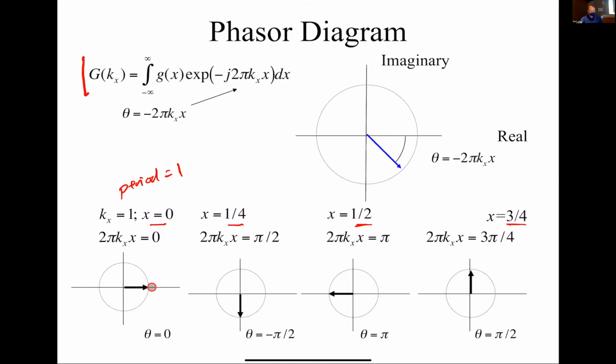kx equals 0. If I go to x equals 1/4, 2 pi kx equals pi over 2. But since I want minus of that, then I get theta equals minus pi over 2. Okay. And then at x equals 1/2, I get theta equals pi. And then x equals 3/4, I get theta equals pi over 2. All right. So this is a case where I had kx equals 1, which is greater than 0. So this is a positive frequency. So that sort of shows the relative variation in the spin phase as I move in the x direction.